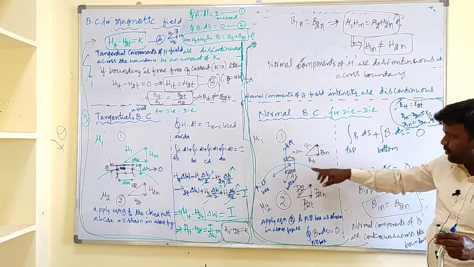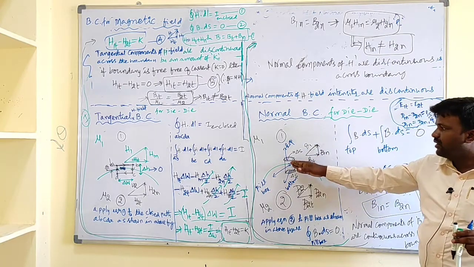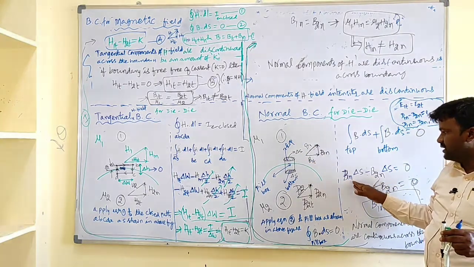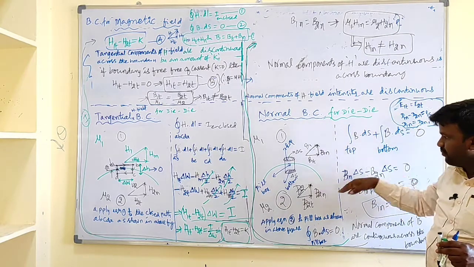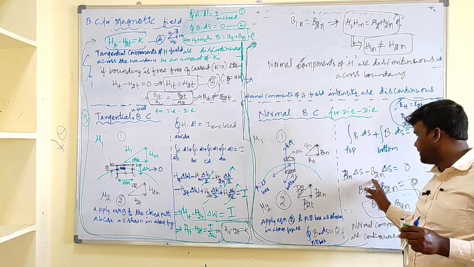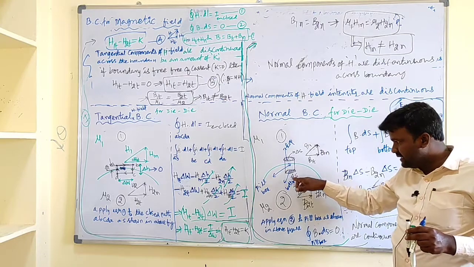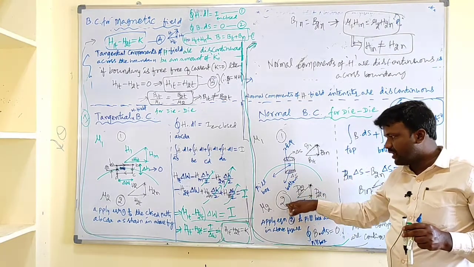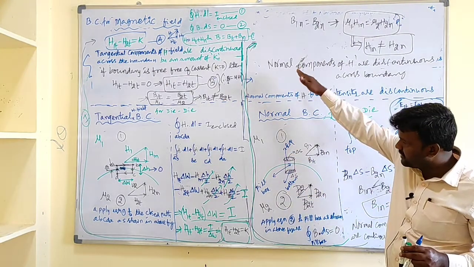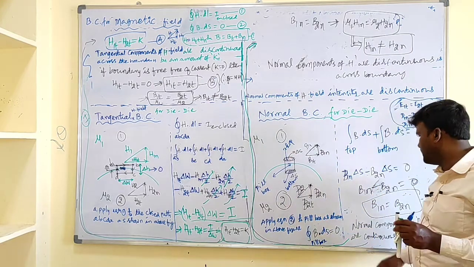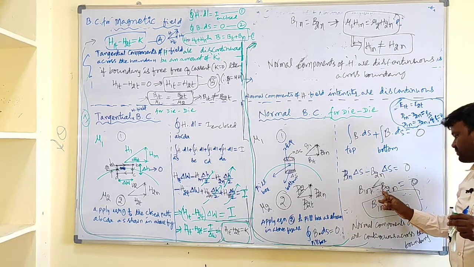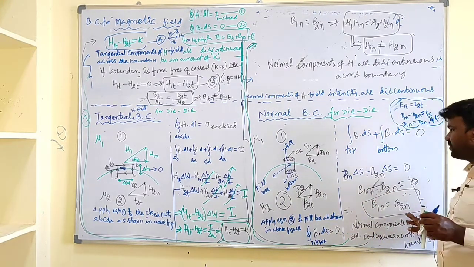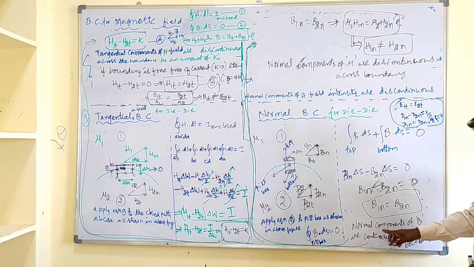As it is the top, it is in the first medium and the field component is B1n, so that is B1n delta s, and for the bottom we have the field component B2n. The negative sign is due to the differential surface area normal: if this is the positive az direction, it should be the negative az direction. So B1n minus B2n equals 0. Finally we get B1n equals B2n. It indicates that the normal components of B are continuous across the boundary.